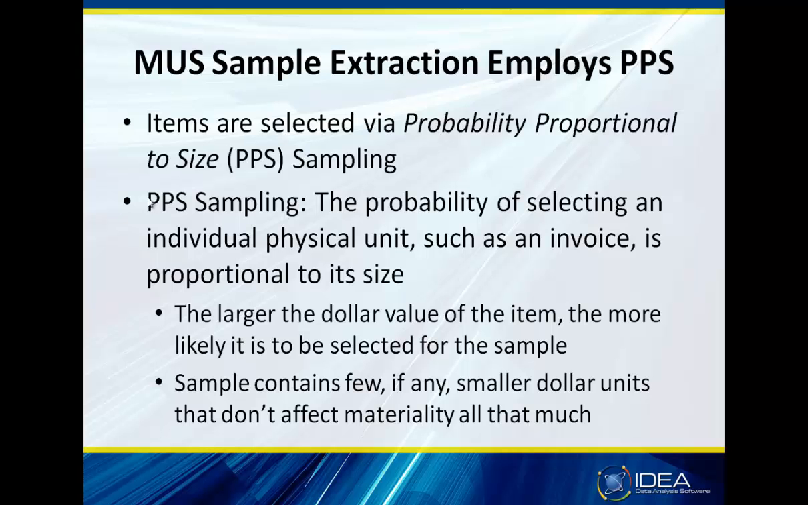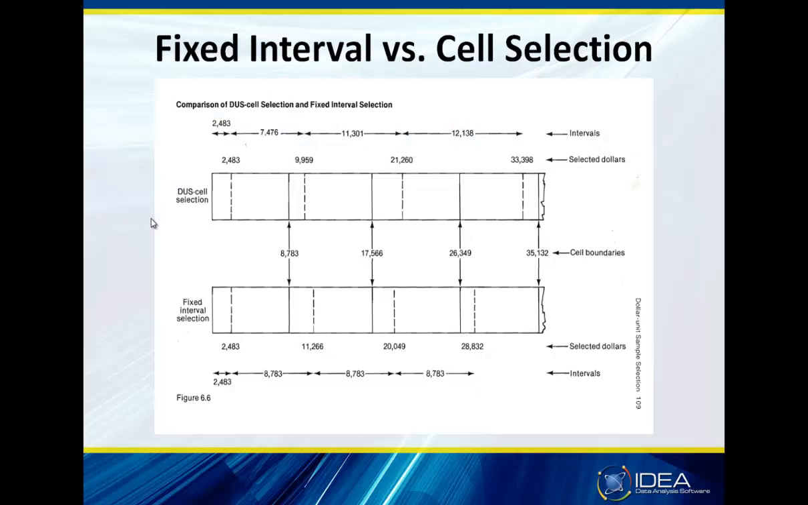And if that gets you above your sum of tolerable taintings, then you would breach the materiality threshold with your upper error limit, as we discussed earlier. With this, let's talk about the fixed interval versus cell selection.